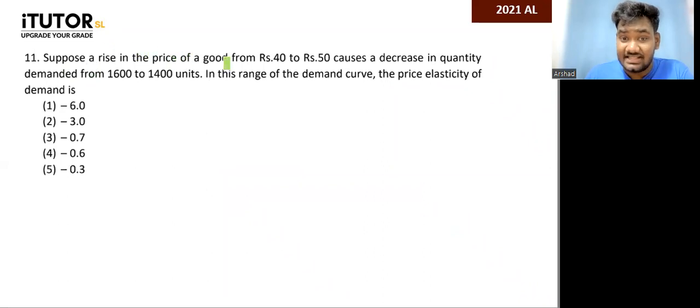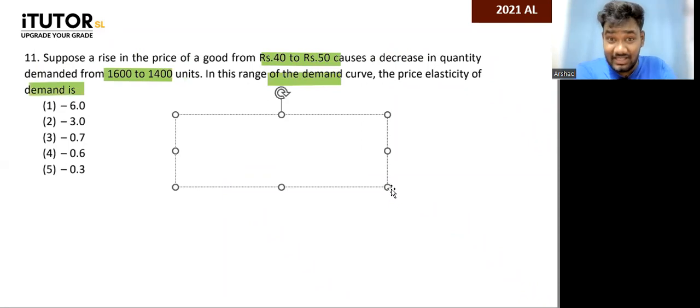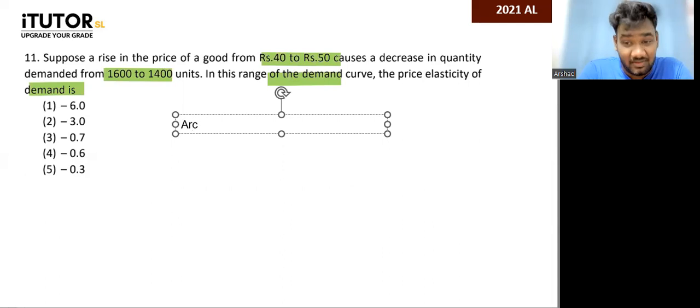Suppose a rise in the price from 40 to 50 causes a decrease in quantity demanded from 1,600 to 1,400. In this range of the demand curve, the PED is. Can you quickly tell me, do I use point PED or arc PED? For this question, they're asking in this range of the demand curve, the PED is. So I have to use arc PED.